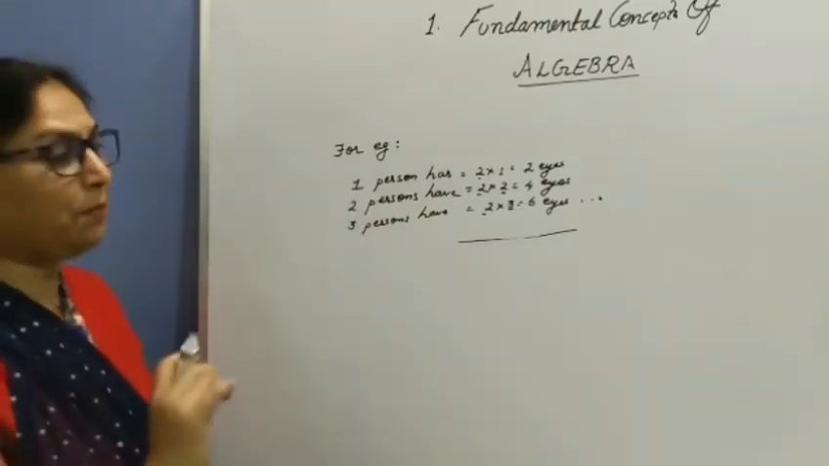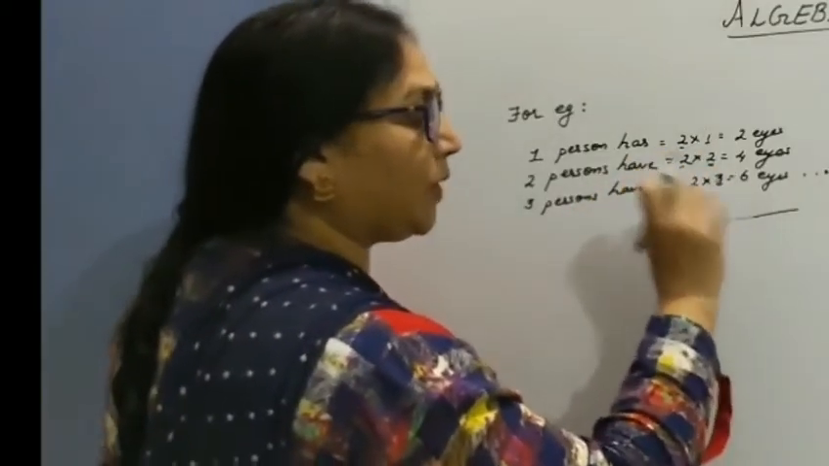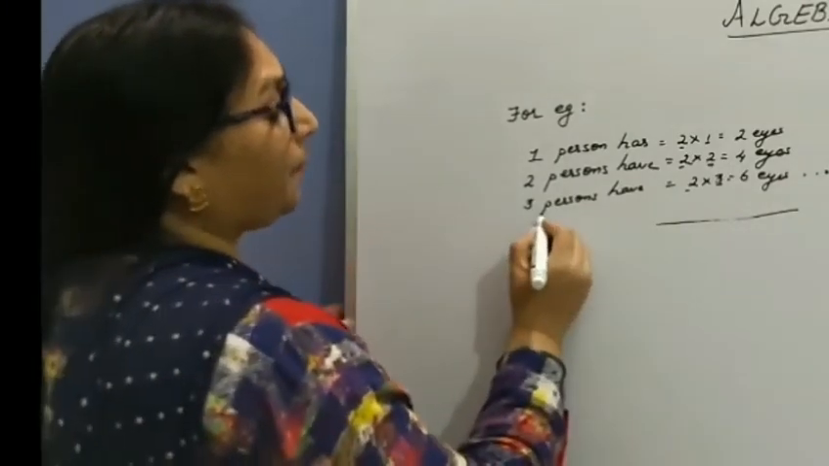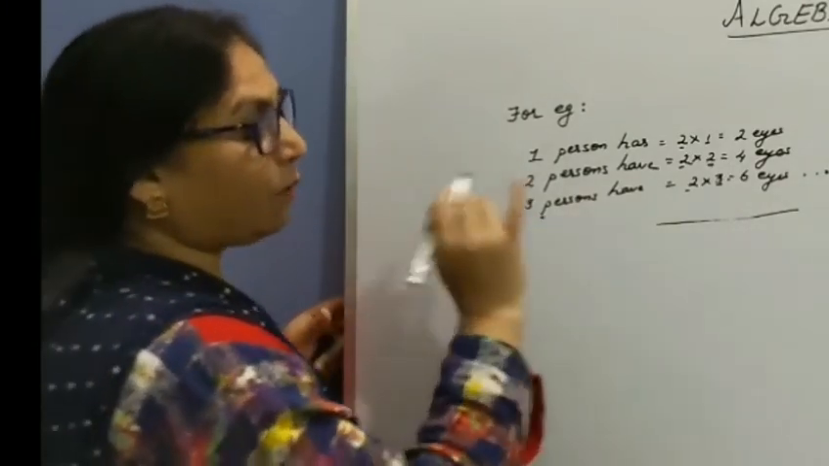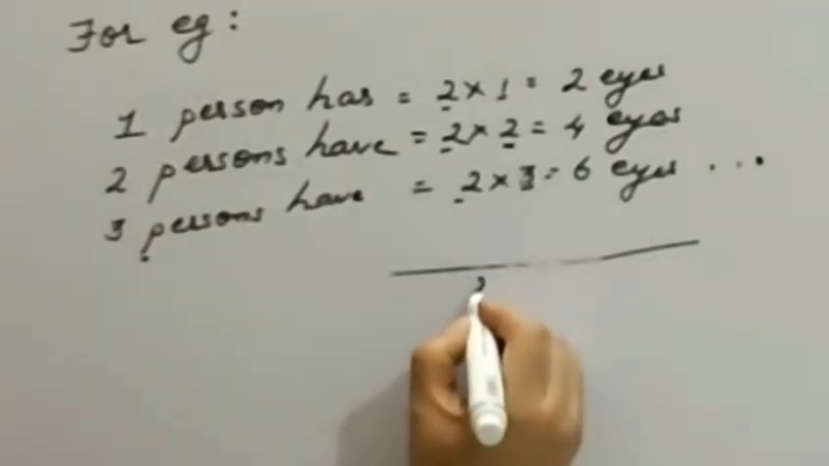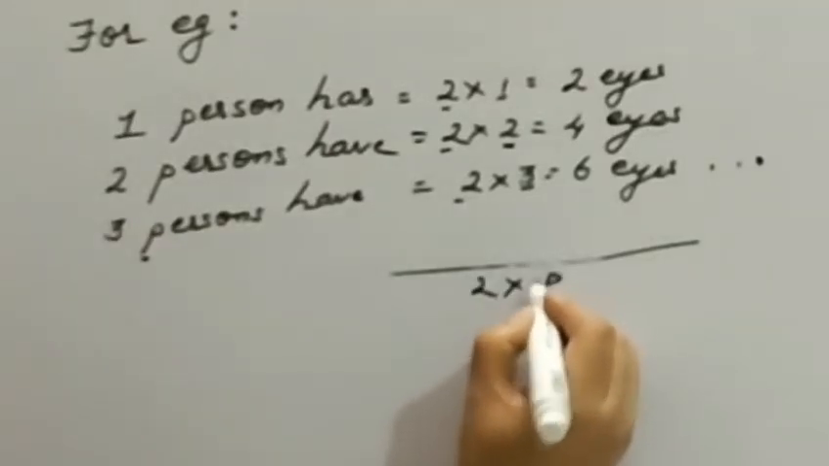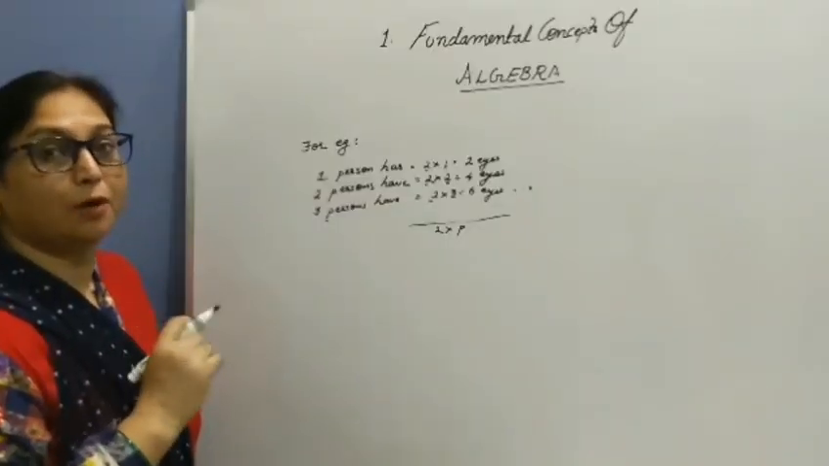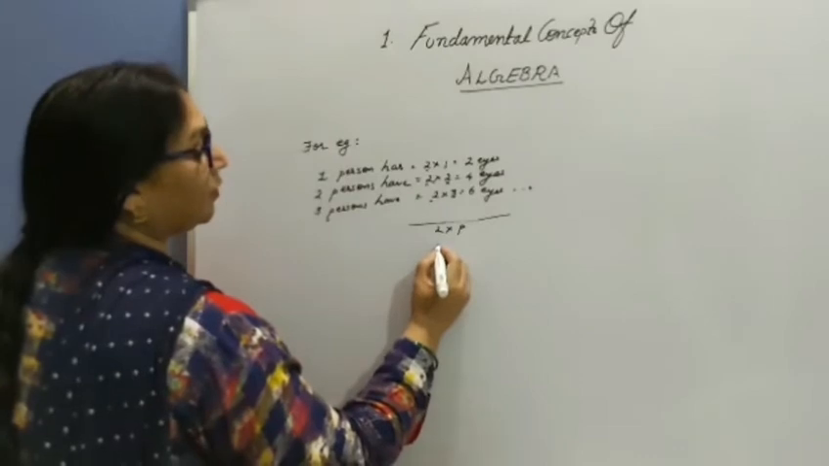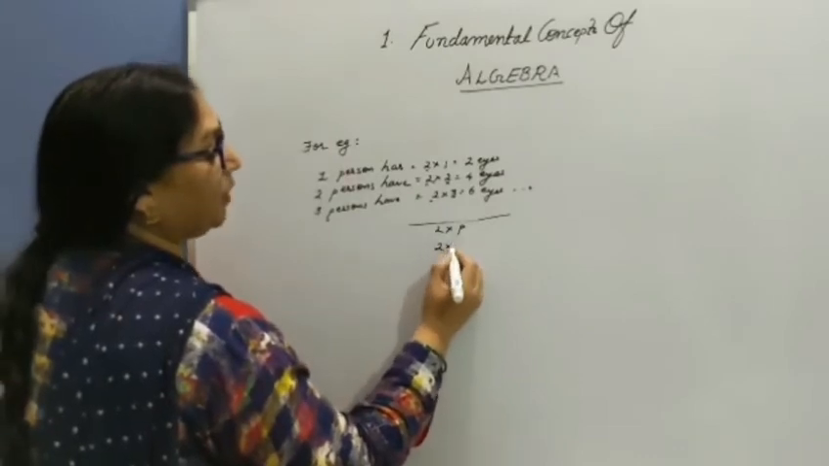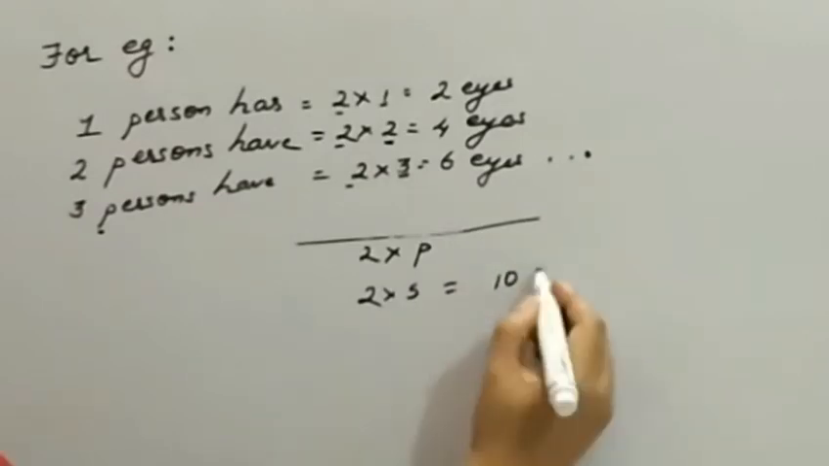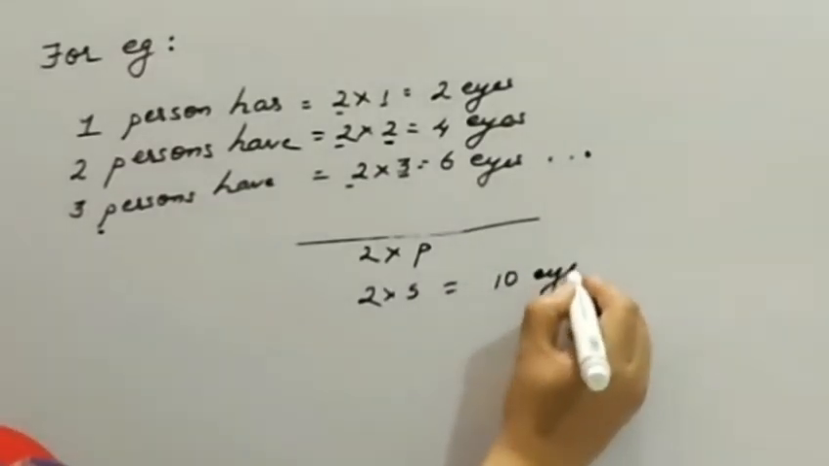And if I ask you replace this 1, 2, 3 which is being changed by a letter, which letter will you prefer? I think you will prefer small p. So we can make a common formula for finding the number of eyes as 2 into small p. Now if I ask you how many eyes do 5 persons have? Very easy. Just write 2 and in place of p put the value 5 and so on, becomes 10 eyes.